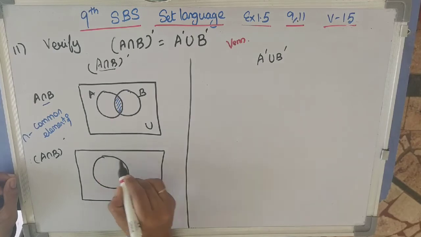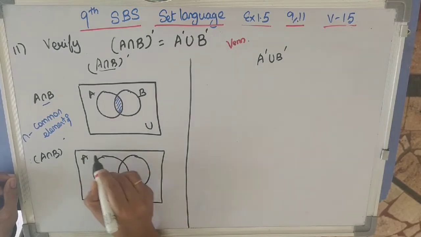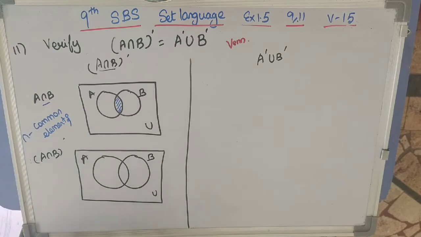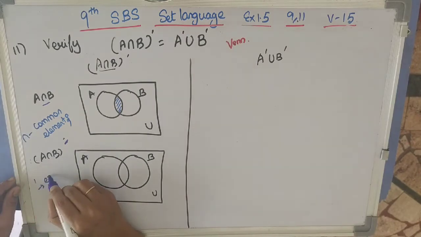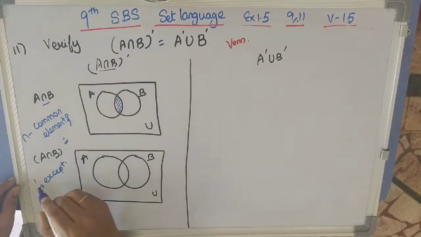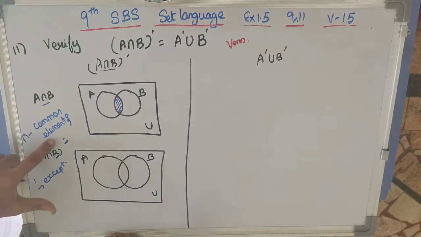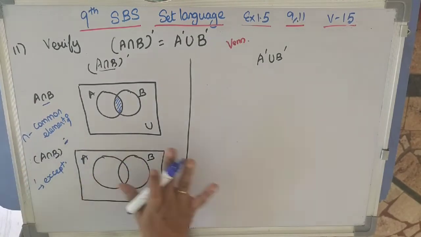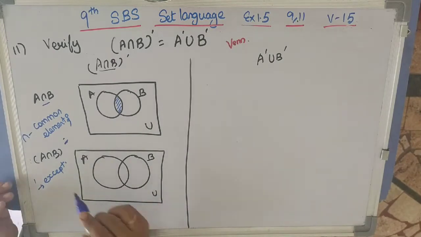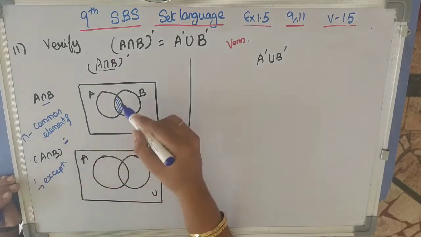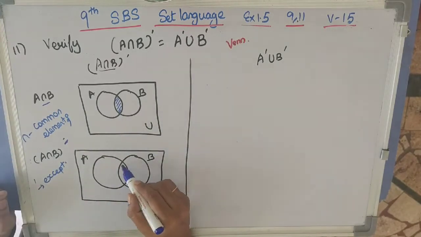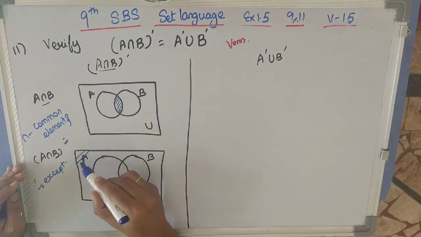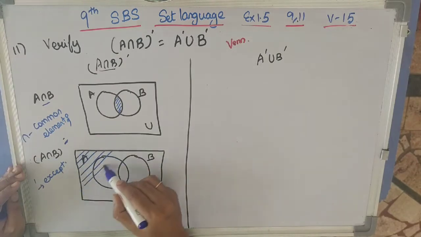Now we have to find what is A intersection B the whole dash, isn't it? Now I have drawn A, B inside the universal set U. Now let me tell you what is the meaning of dash. Dash means except. A intersection B the whole dash means except A intersection B, the entire universal set. Okay. Now, we know what is A intersection B. So, A intersection B whole dash is except A intersection B. We have to shade the entire universal set.